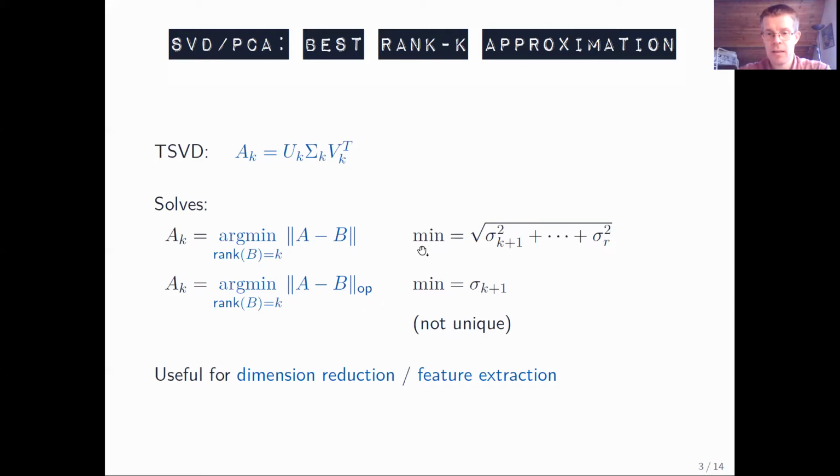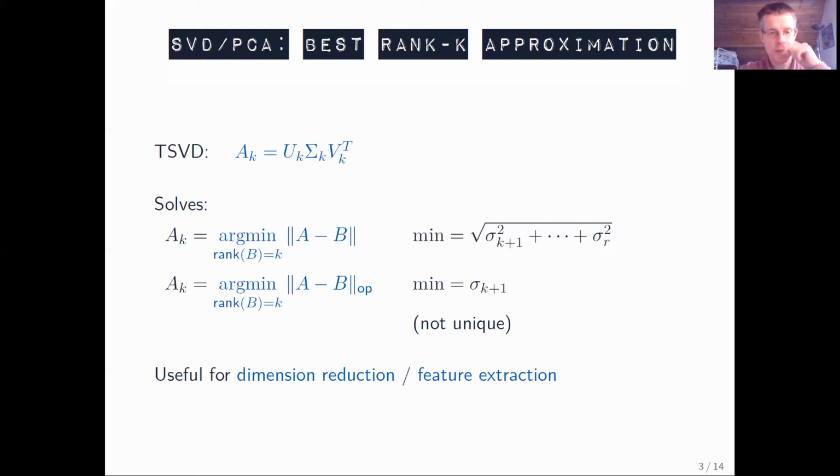The difference is that the minimum is different in both cases. And in fact, in the 2 norm, the operator norm, the minimum is usually not unique. So that means that the Frobenius norm to some extent is more convenient or easier to deal with than the 2 norm. So that is one of the reasons that the Frobenius norm is often quite popular.